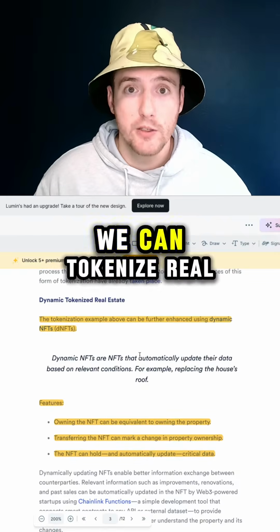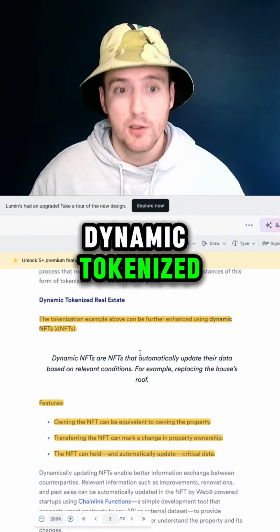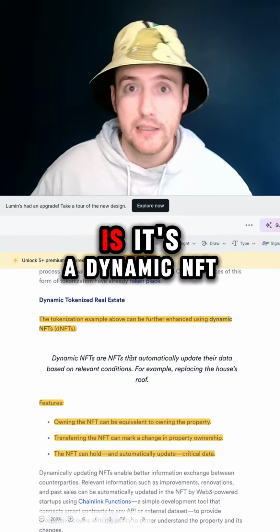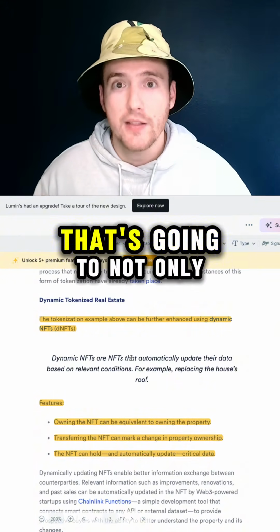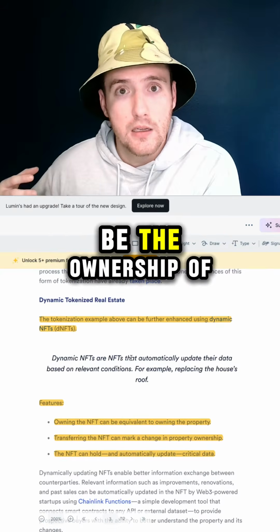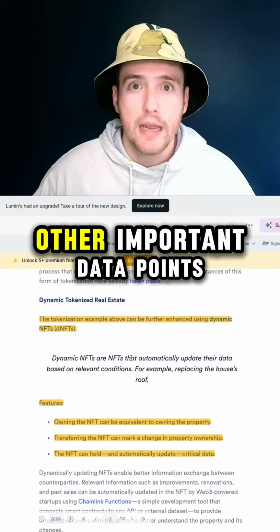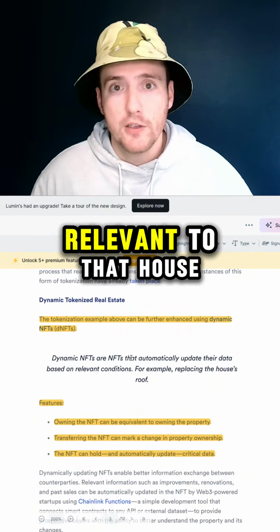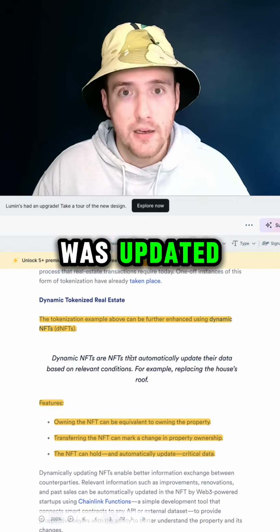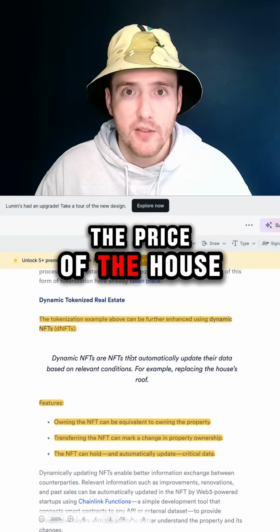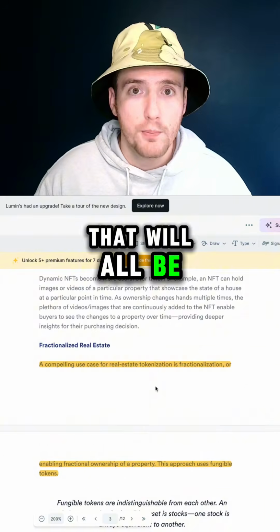The next way that we can tokenize real estate is dynamic tokenized real estate. And what this is, it's a dynamic NFT that's going to not only be the ownership of the house on chain, but also bring in other important data points relevant to that house, such as when it was updated, when permits were filed, the price of the house, you name it, and that will all be on chain.